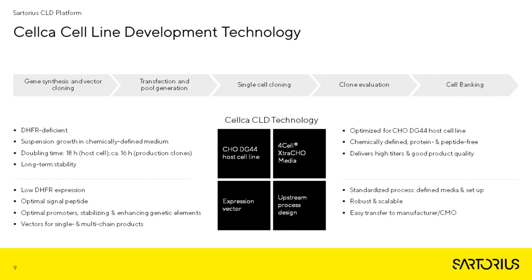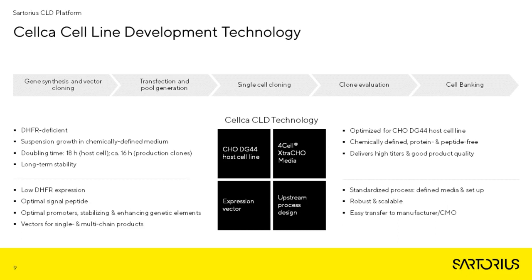Once the genes are synthesized, they are integrated into Sartorius's proprietary expression vector by cloning, and this expression vector is then transfected into our CHO DG44 host cell lines, and pools are generated. Pools are expanded, and pool analytics is done. And at the same time, you also lay out single cell clones.